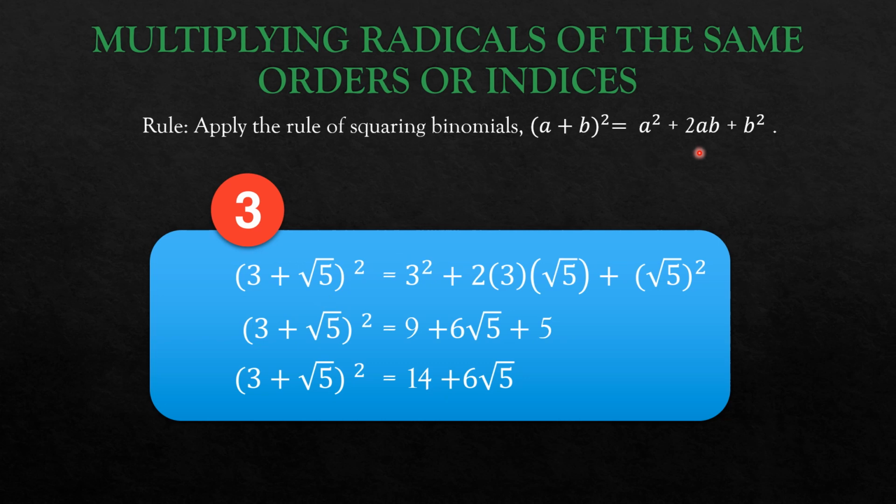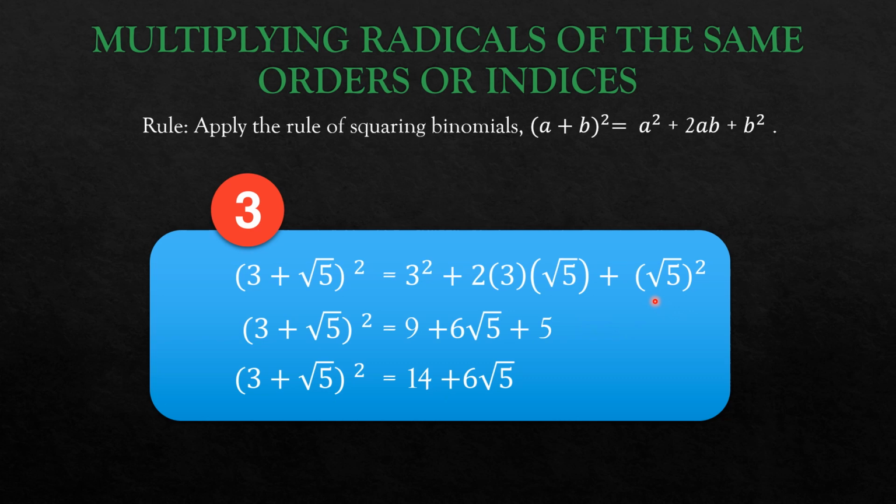And then, susundan nyo lang po yung format nito. Kaya dito, sa solution natin, since the value of a is 3, meron tayong 3 squared, plus, dito ang sabi, 2 times a times b, kaya meron tayong 2 times the value of a which is 3 times the value of b which is square root of 5, plus b squared, so the value of b is square root of 5, kaya meron tayong square root of 5 squared.